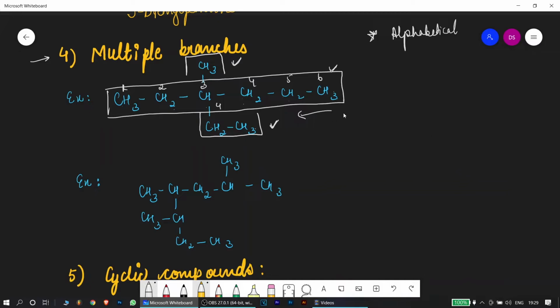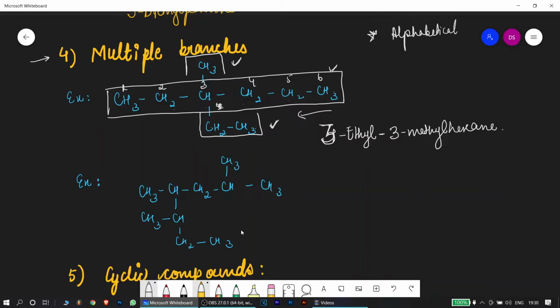Okay, so what is going to happen is you are going to write this as 4-ethyl... 3-ethyl. This is not the correct numbering. 3-ethyl, 3-methyl hexane. Alright, this is the correct nomenclature.